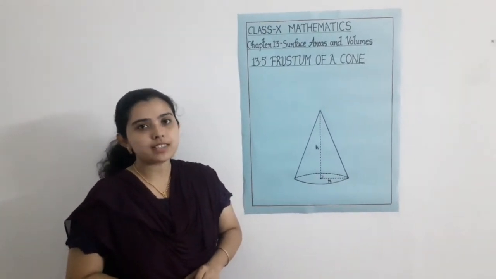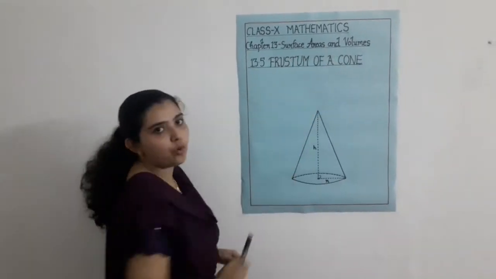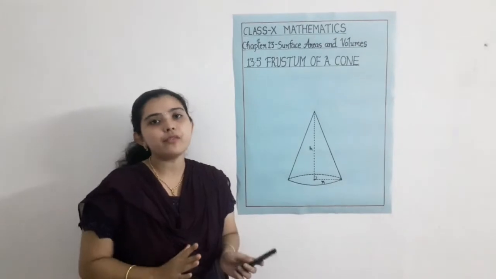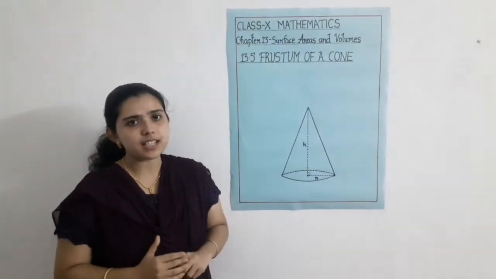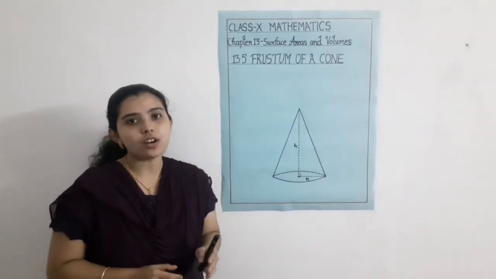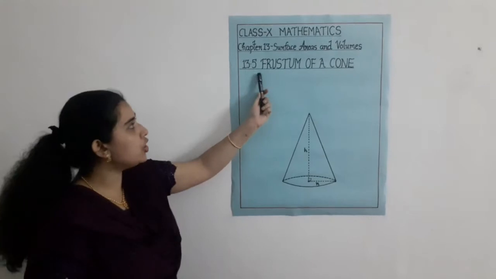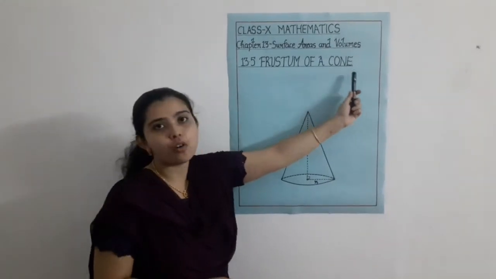Today we are going to discuss the last section of the chapter surface areas and volumes. So you all are familiar with different solid shapes, isn't it? Yes. Some of them are cube, cuboid, cone, cylinder, etc. So in this chapter we are going to discuss about the frustum of a cone.